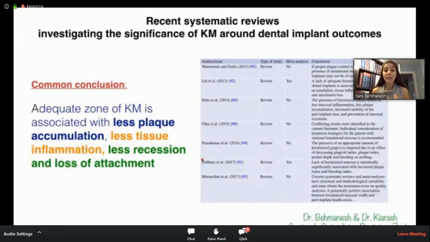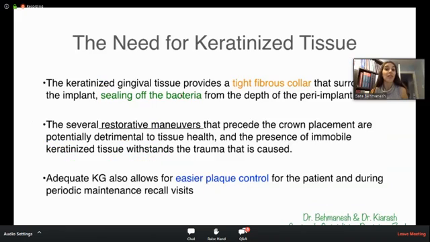So this is the list of the studies, the systematic reviews, that prove that if you have adequate keratinized mucosa, we have less plaque accumulation around the implants, less tissue inflammation, and less recession and loss of attachment. And patients are going to be much more comfortable performing oral hygiene around an implant that has a thick tissue compared to a thin tissue.